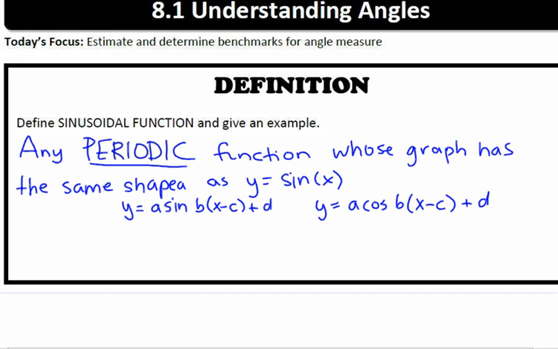So we're going to talk about things like amplitude. Have you ever heard that term before? Okay. We're going to talk about something called phase shifts. We move the graph left and right. We're going to talk about the period of a function. So how long until it repeats itself.